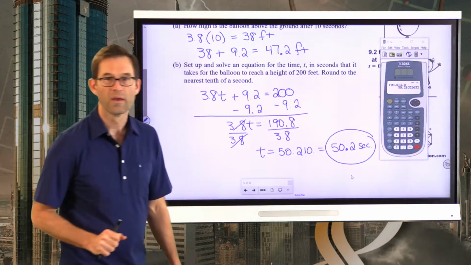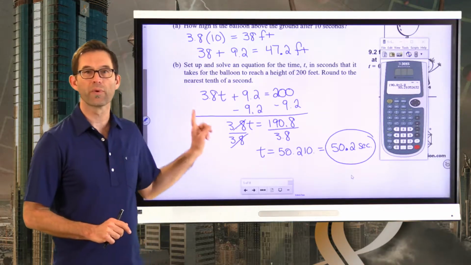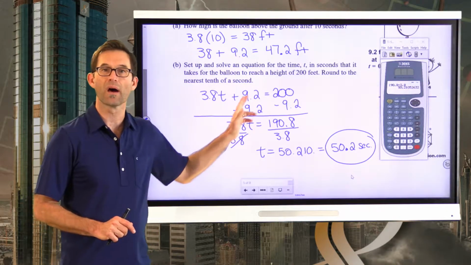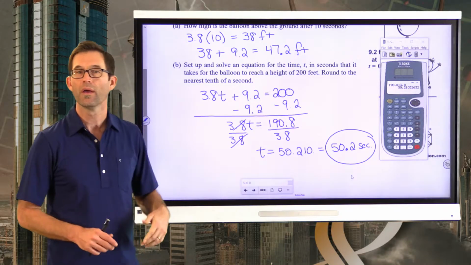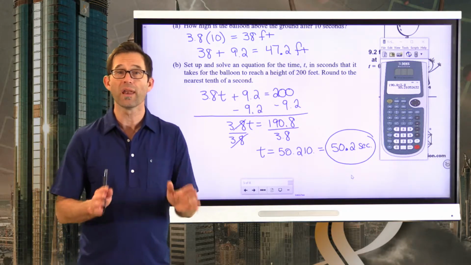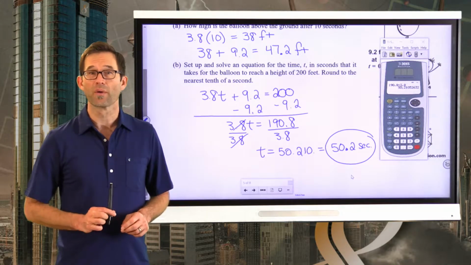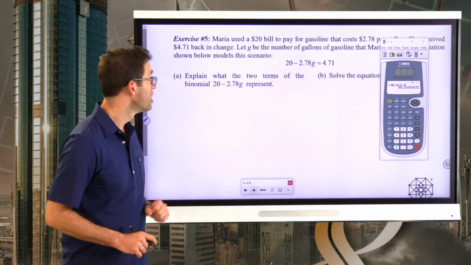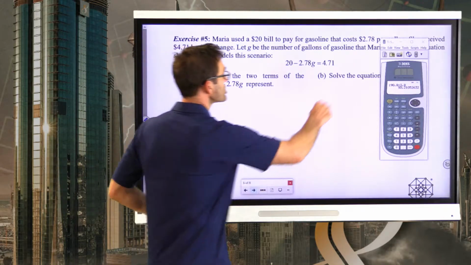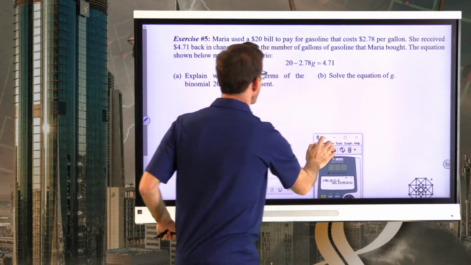All right. Modeling our problem, right? 3.8 times t plus 9.2 is equal to 200, and then solving it the way that we would solve any other two-step equation. Let's do some more of these modeling problems. Let's see what we have. Exercise number 5, let me move our calculator back out of the way.